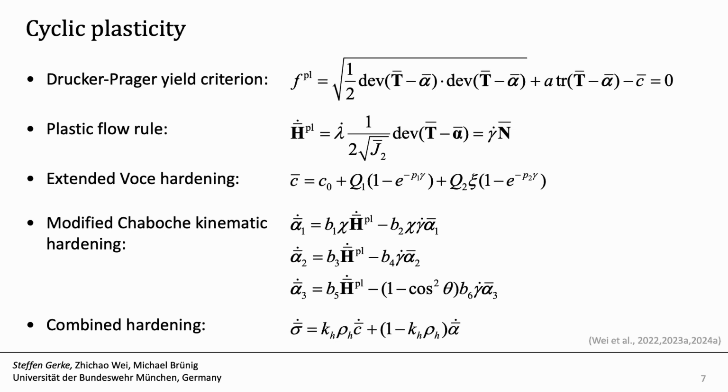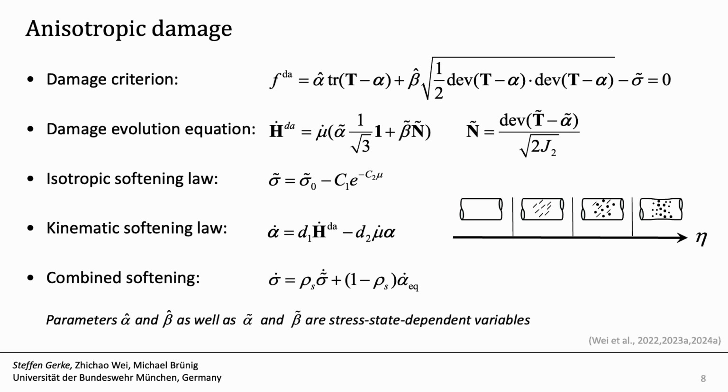We have a Drucker-Prager yield condition. So we have a yield condition to limit the elastic area, and we have the plastic flow rule. In a similar way, we have a damage criterion, and we have a damage evolution equation. So this will cause damage strains.